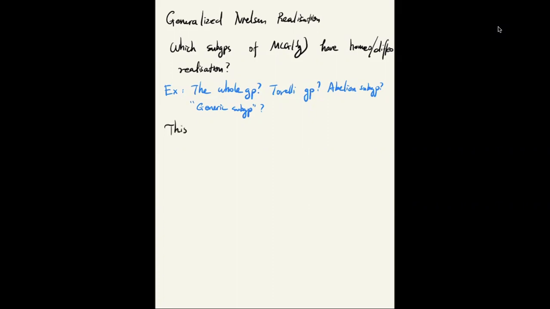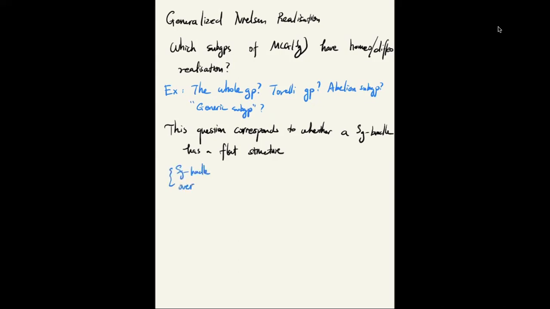This question corresponds to whether a surface bundle, or S_g bundle, has a flat structure. The mapping class group is the classifying group for surface bundles. The real meaning of that is that every S_g bundle over a manifold, or over a space X, up to isomorphism, is in one-to-one correspondence with monodromy representations from pi one of M into the mapping class group, up to conjugation.